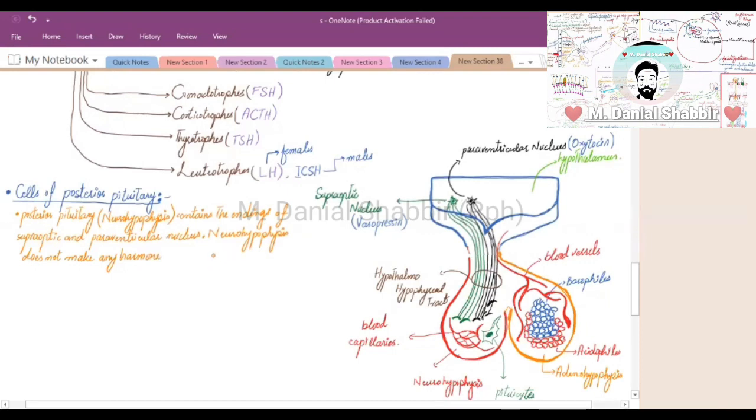and it only has the ability to release or to store. Those two hormones, vasopressin and oxytocin, are formed in the supraoptic nucleus and paraventricular nucleus respectively. They are formed in this nucleus, then move through these neurons, which are basically unmyelinated neurons, and reach the posterior pituitary here, where they are released, not formed. Okay, they are not formed here, rather they are stored here, and then released from here. But in case of the adenohypophysis, the hormones are formed right there. Okay, right. It does not make any hormone but stores them.